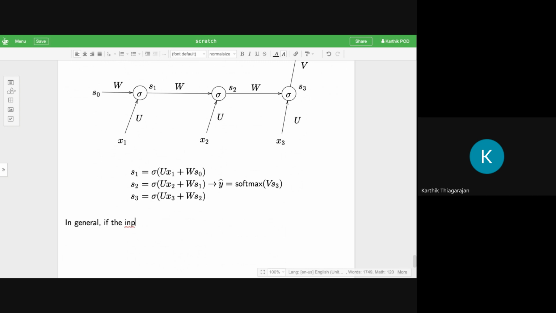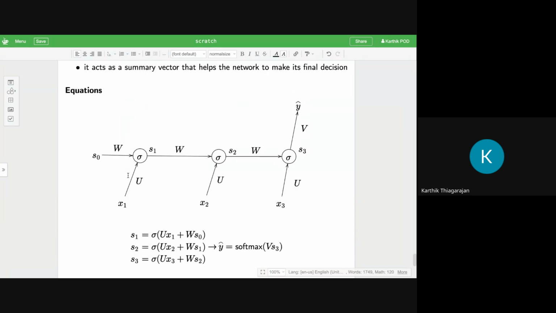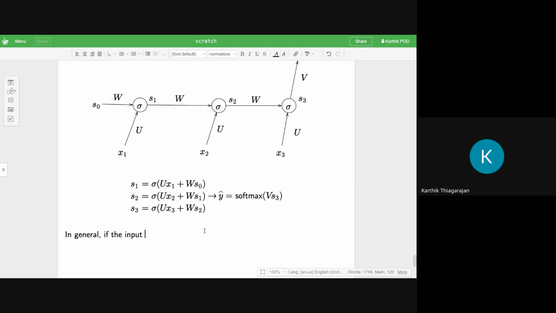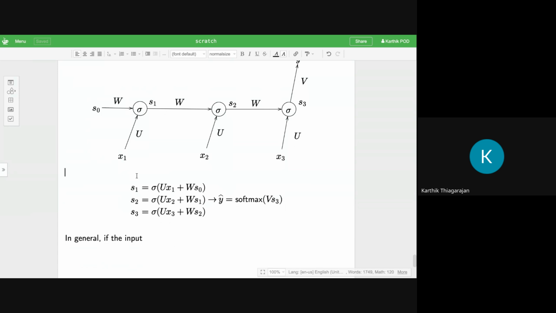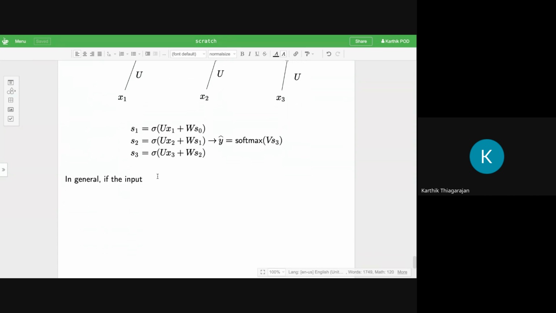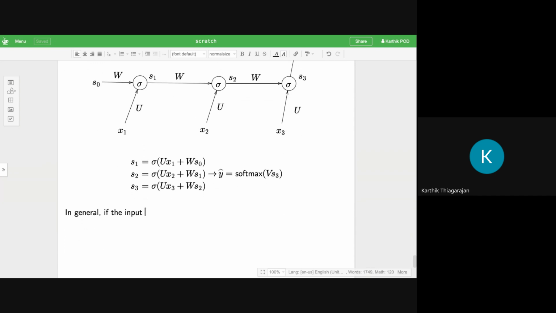Sir, in lectures, I have seen that the upward arrows are on every state. Yeah, we'll come to that. For sentiment analysis, you can get away with just one arrow at the end. It depends on the problem. I'll discuss another kind of problem where arrows will be everywhere. Even in this problem, you can have arrows everywhere. But this is one kind of RNN, the simplest of the lot.